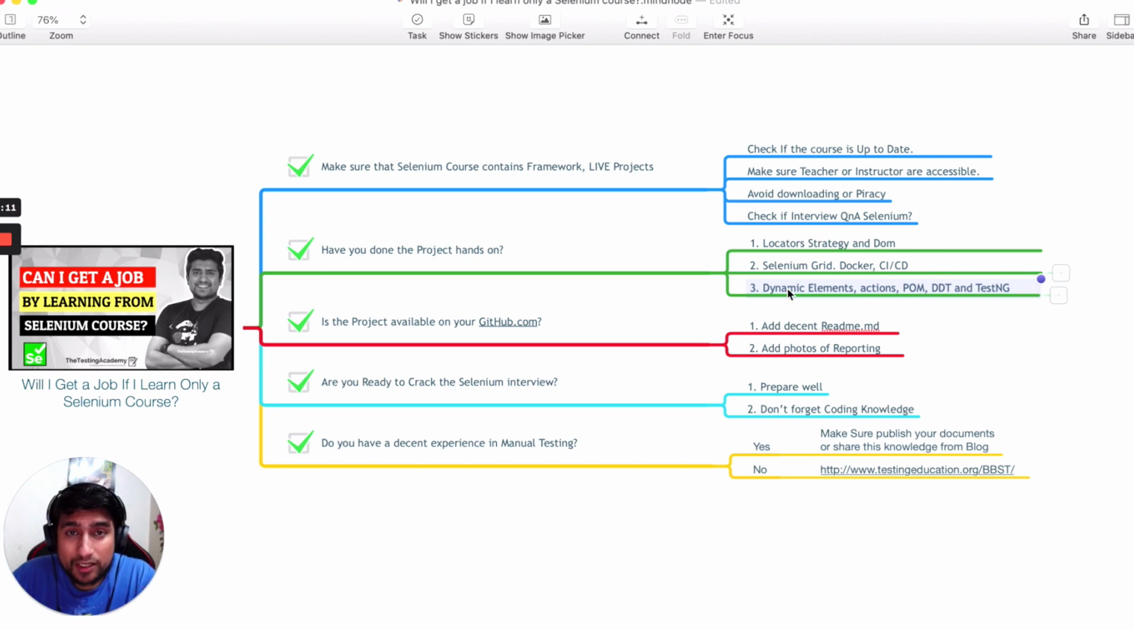Make sure you revise all these things. Even in the course, as well as if you are a person who has already finished the course, make sure you do that also. Make sure you create your profile. Apart from the course that you have done, create a profile on GitHub and put the readme and reporting and all, screenshots of reporting. So showcase whatever work you have done.